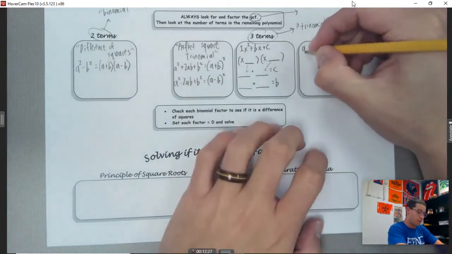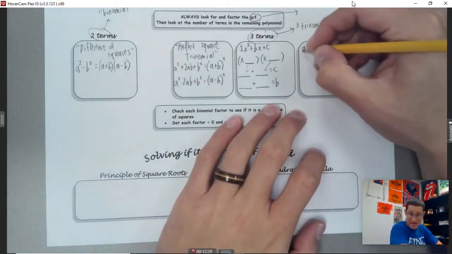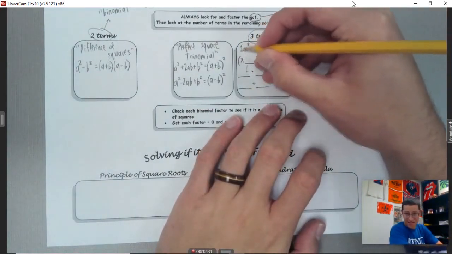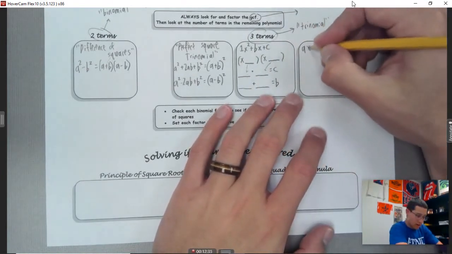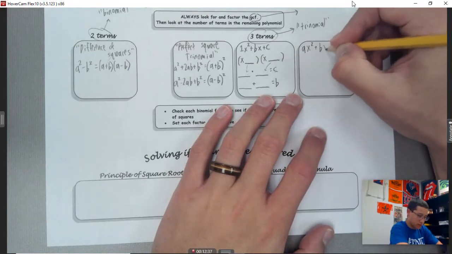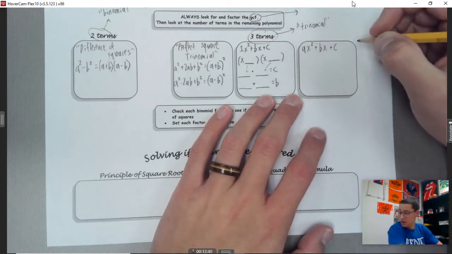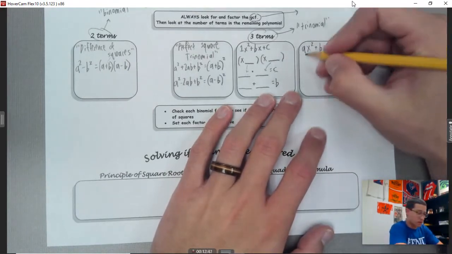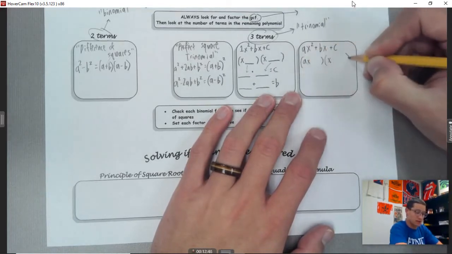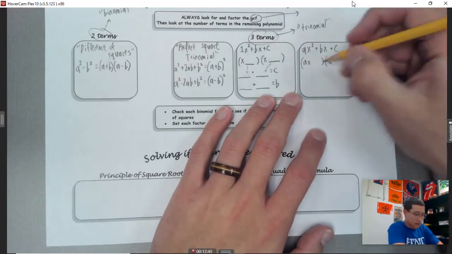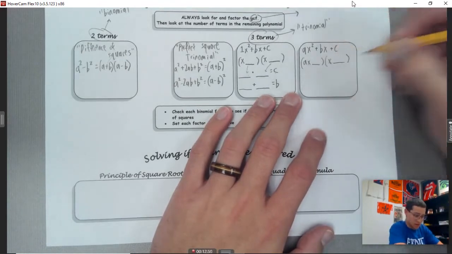What if you have an a value out front this time? That's not 1, right? It could be anything but 1 here. So ax squared plus bx plus c. Now this one's a little bit different because you're going to have one factor that has ax and one that just has x. And then you've got something here.